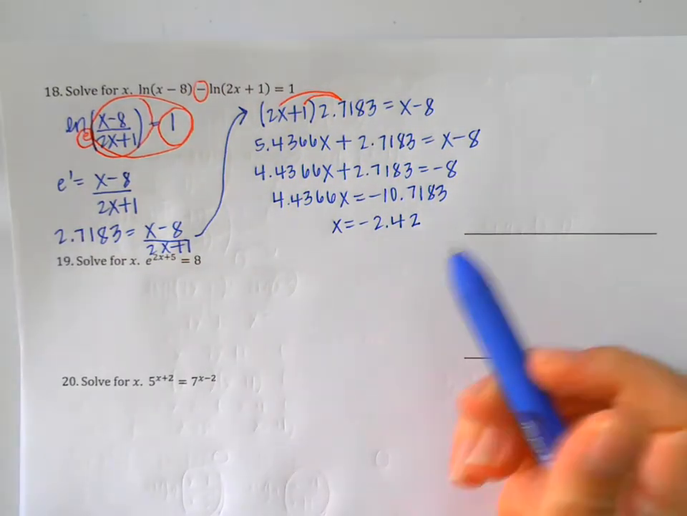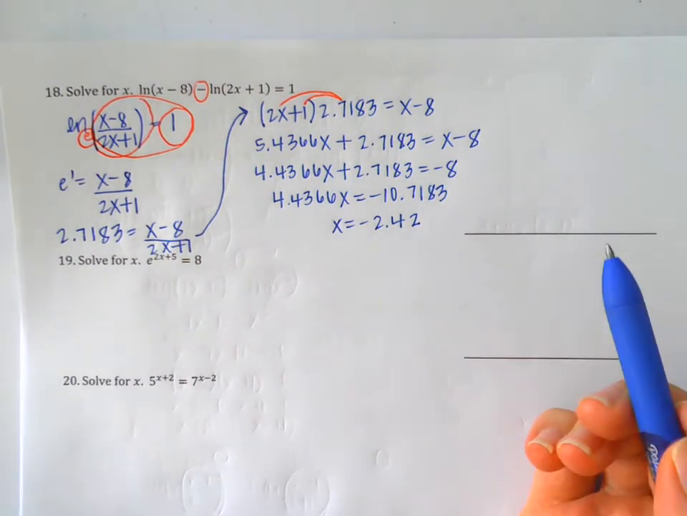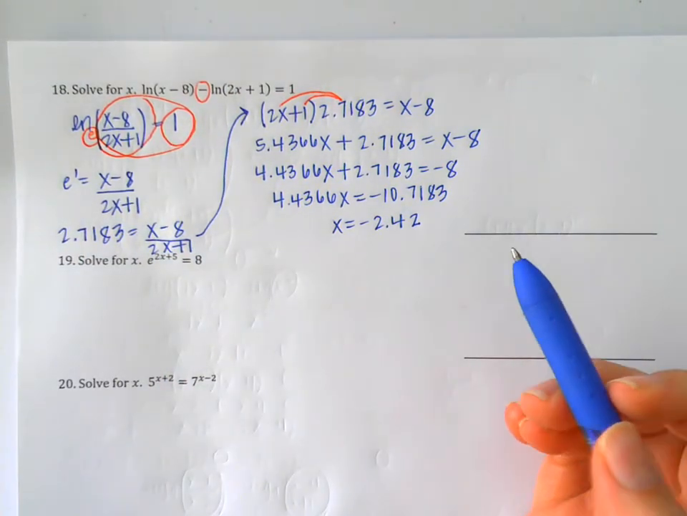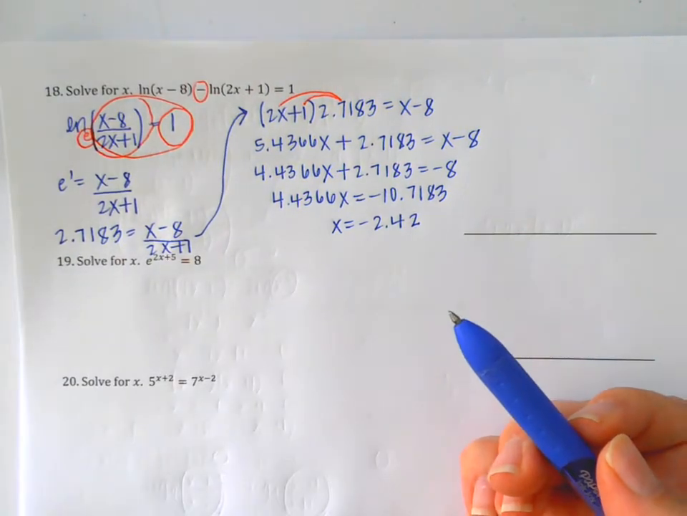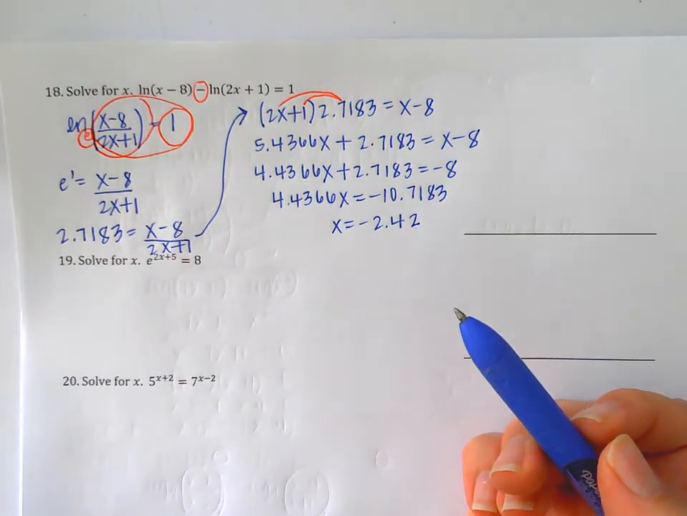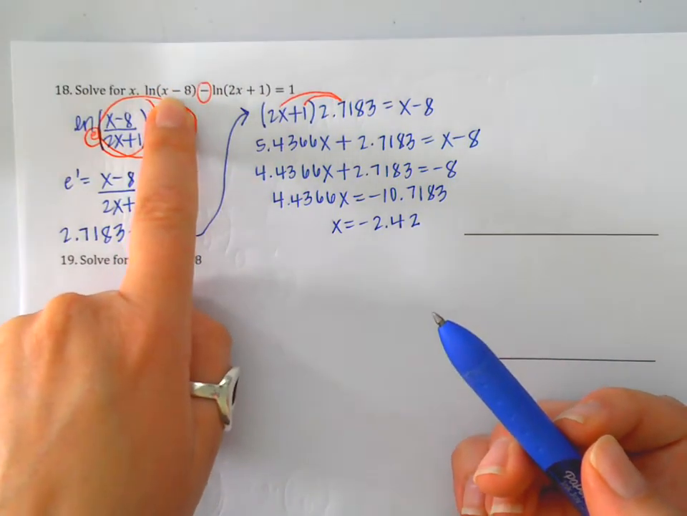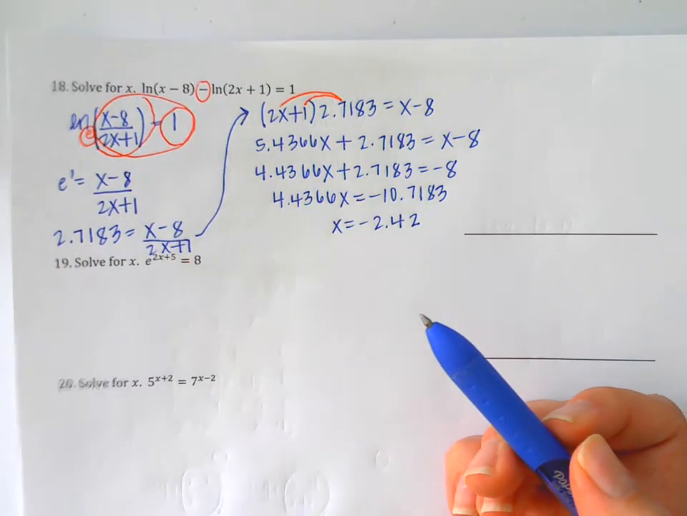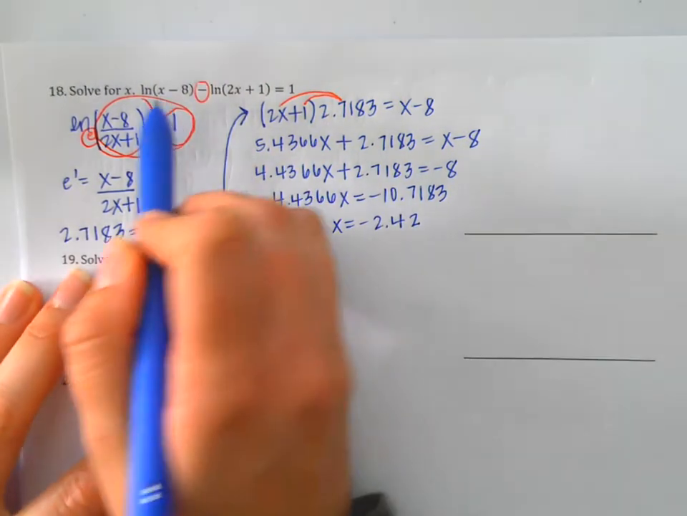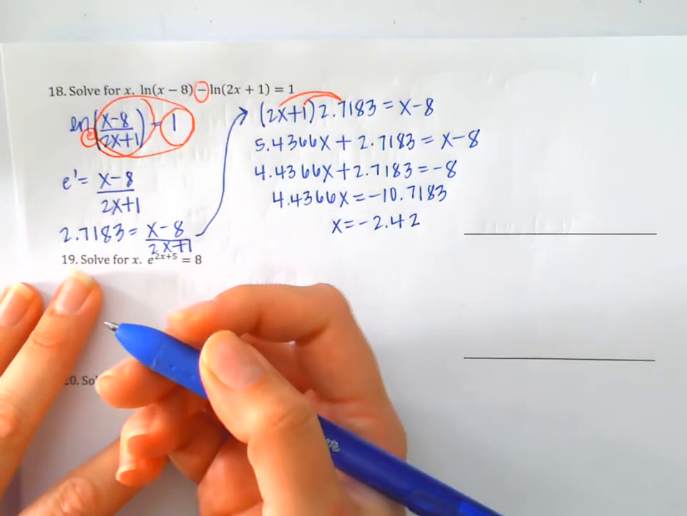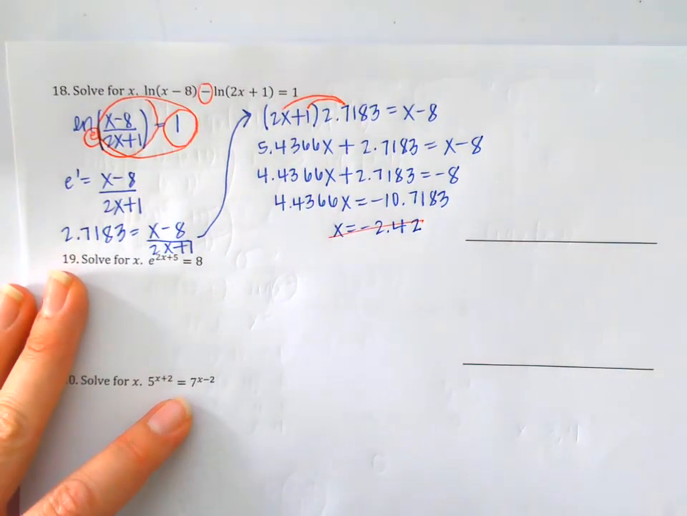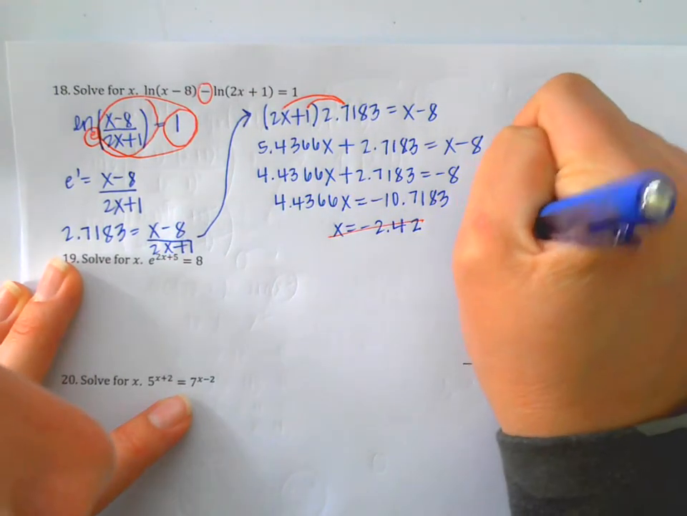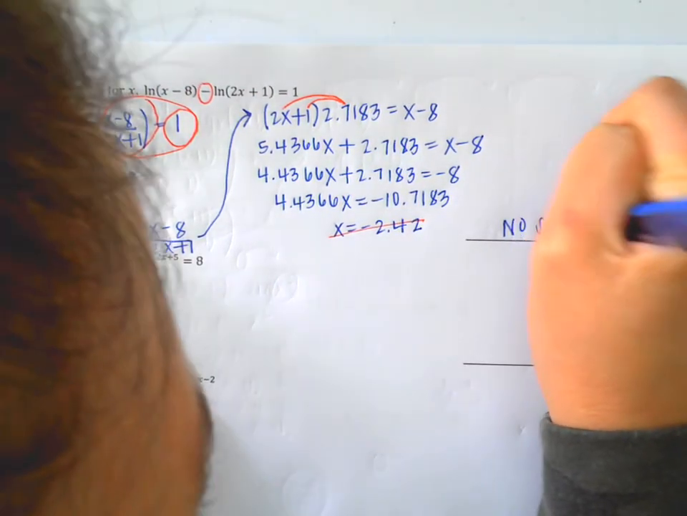Okay, so then I go back and check my work. Notice I'm only checking my work when the variable is part of the argument. So 19, 20, 21, I don't have to check to make sure those work. I mean, you can always check your work, but you don't have to check to make sure the argument is negative because there is no argument in 19 through 21. So negative 2.42 minus 8, yikes, that gets me a negative argument. So this one doesn't work, and there's no solution here.